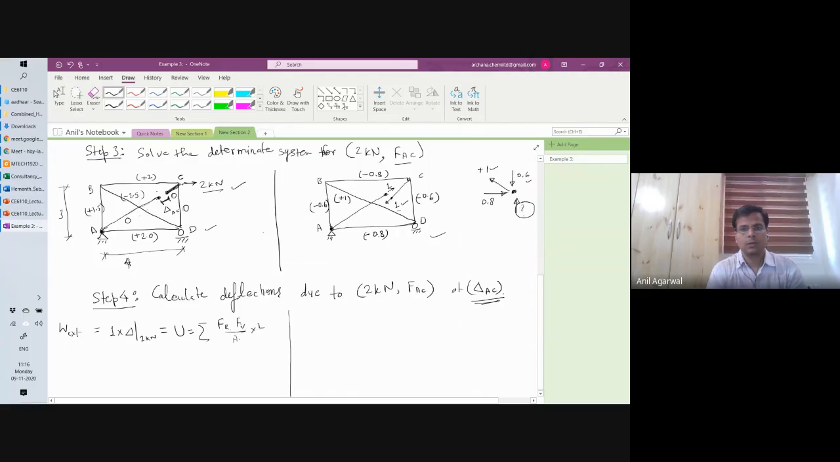Into L by AE, divided by AE. Okay. So essentially what I'm saying is delta due to 2 kilonewton load is equal to F real. So let's start with one member at a time.